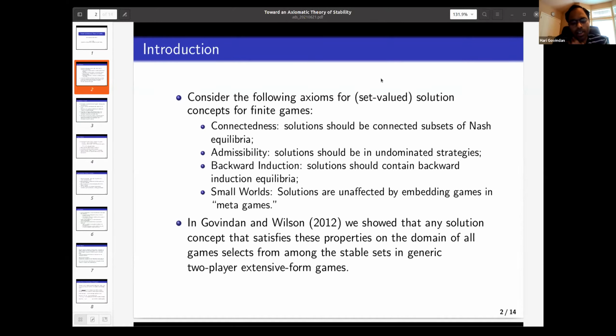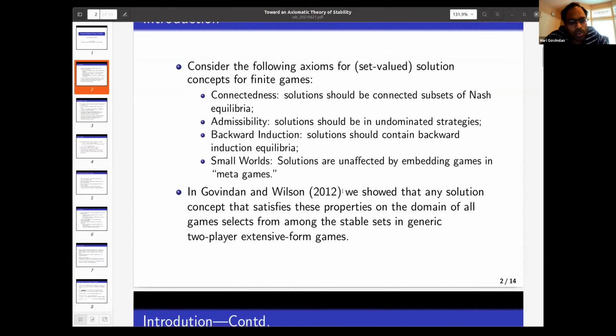Take these four axioms, and what Bob and I showed in a paper from years ago is that any solution concept that satisfies these properties on the domain of all finite games, so the axioms are imposed on all games, and we look at its implications for two-player games that are specified as extensive form games with generic payoffs, then for those games, you must be selecting from stable sets, as defined and reformulated by Mertens. So that was for two-player games.